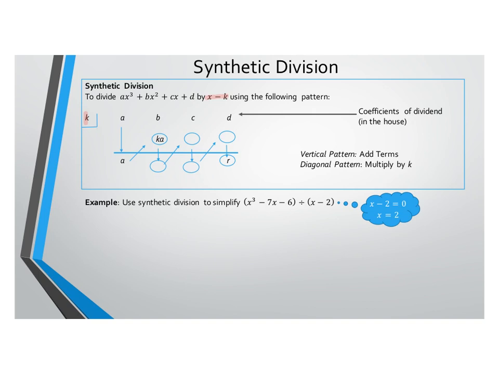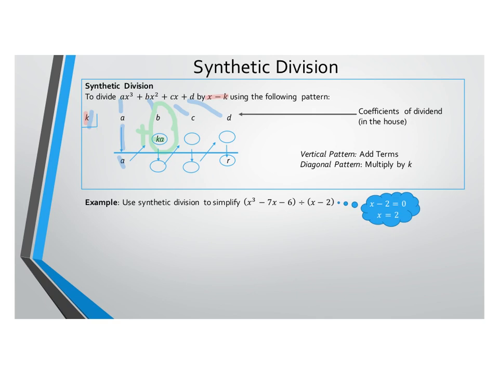Essentially, what you're going to do next is drop down your leading coefficients, as you see here. You're going to drop down that first coefficient a and multiply it by k. That's how we get this ka. And then you will add b and ka together and then follow the same process.